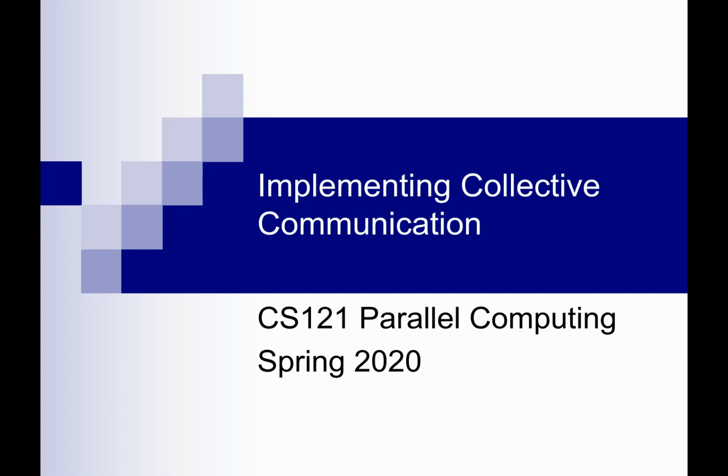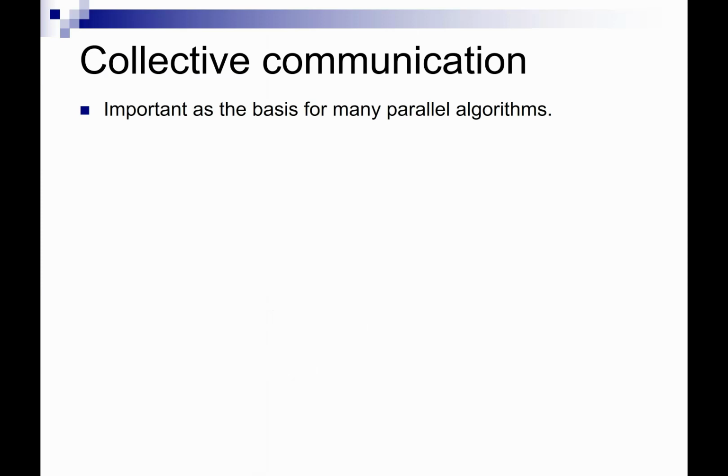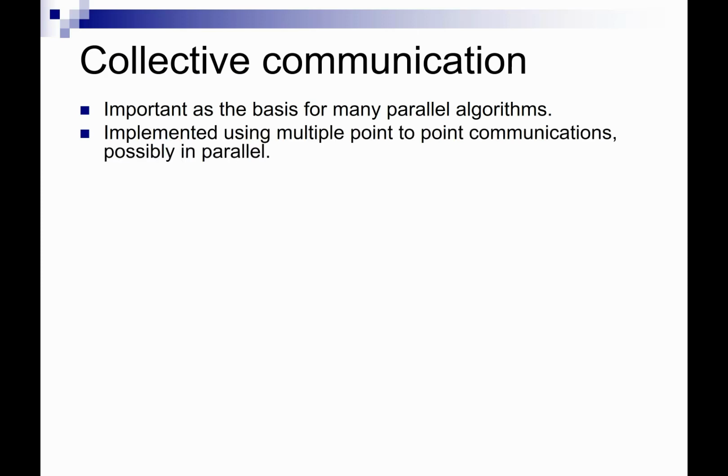So in the last lecture, we looked at how to use the collective communication operations in MPI to solve certain problems. Today we're going to look at how to efficiently implement these collective operations. These operations are used in many parallel algorithms because many of them require communication between groups of processors. There are different ways to implement these collective operations.